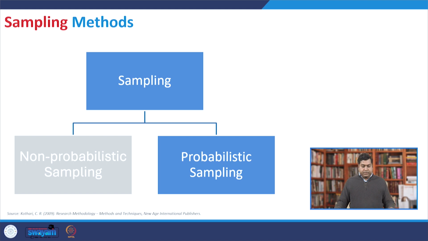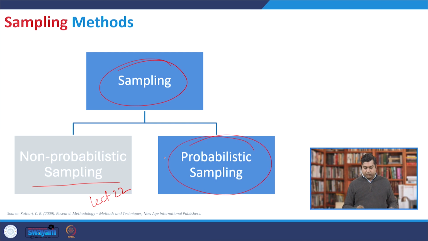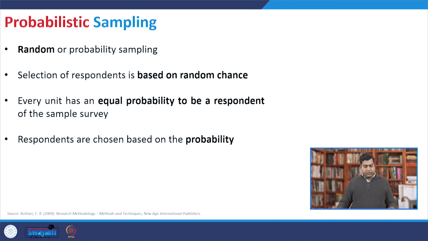This is the common slide that we used in our previous lecture, that sampling can broadly be classified into two. One is non-probabilistic sampling that we discussed in lecture 22, and now we will be focusing on probabilistic sampling. We take the same example of 20 population, and then we will try to understand it.